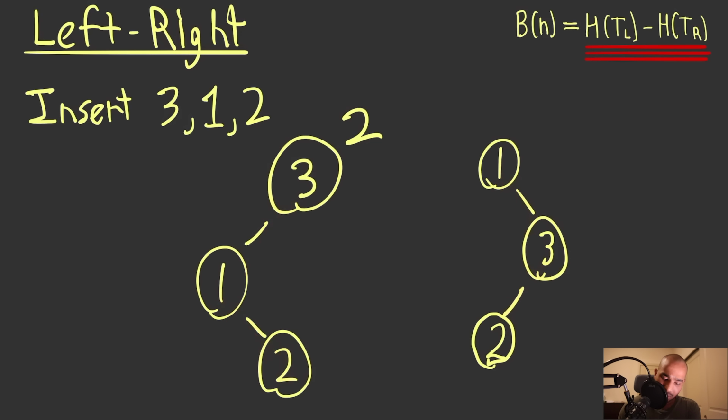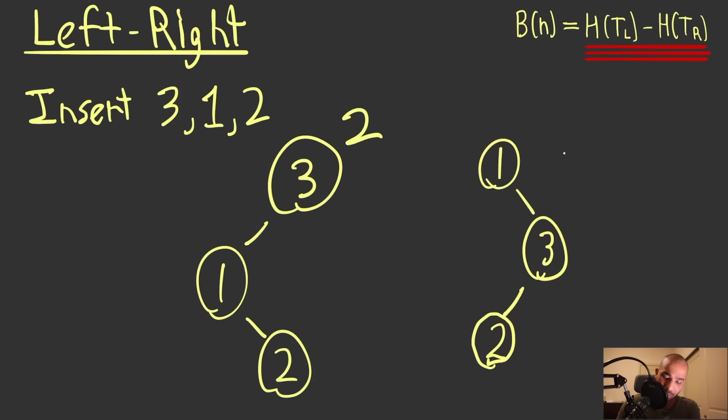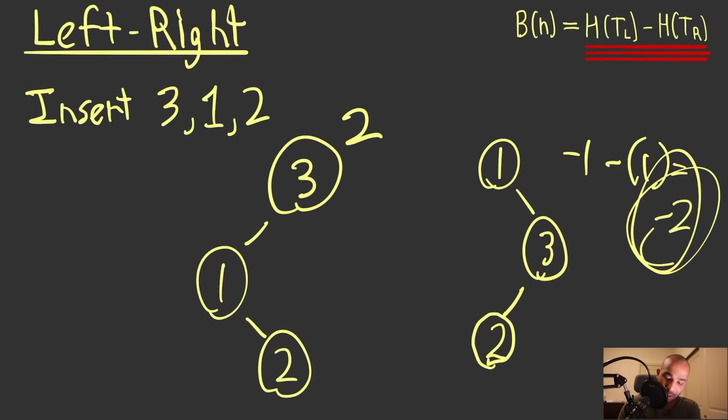But this is not balanced. If we look at the root, it has a -1, minus, if we look at the right, this has a balance of 1. This is -2. This is not balanced. This breaks the AVL property. So we can't just do a right rotation here. There's something different we have to do.